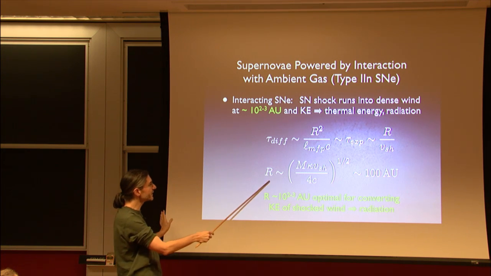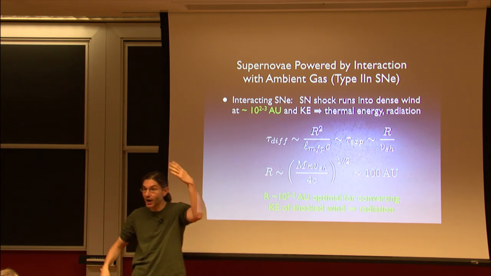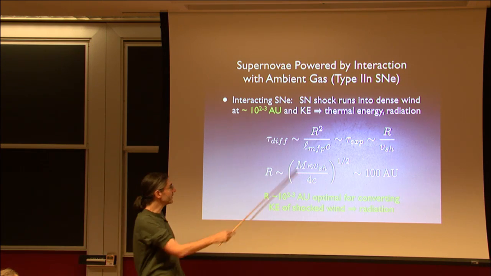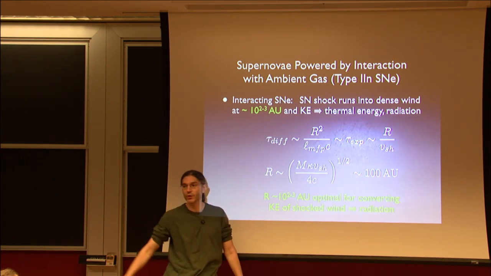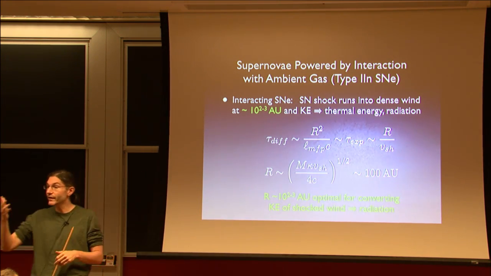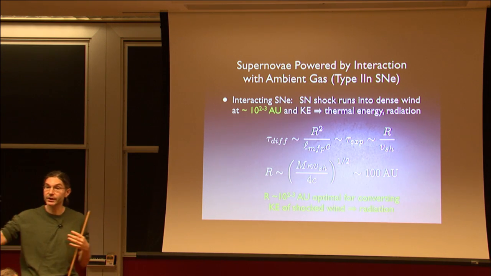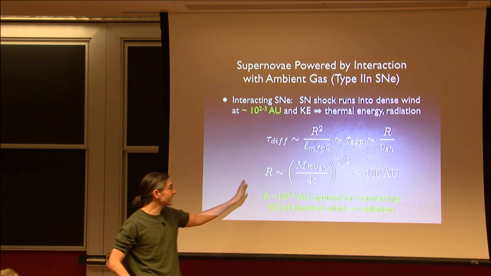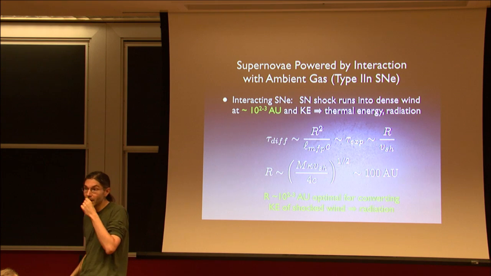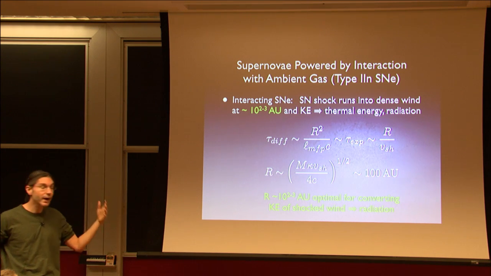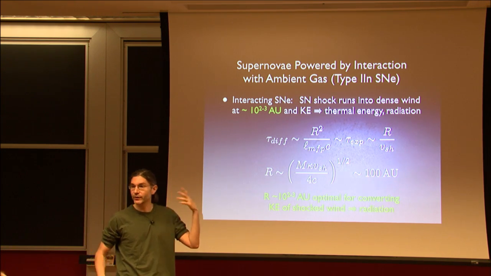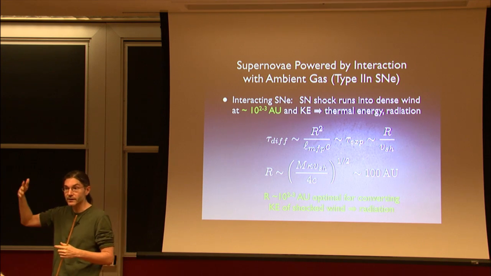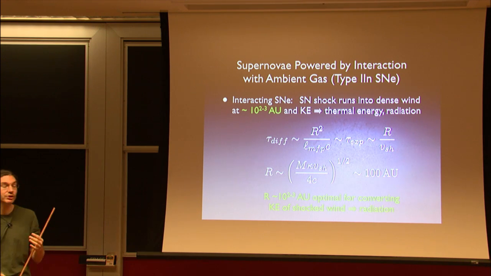But if material is at the right place when it's shock heated, and the right place is where the diffusion time is comparable to the expansion time, then you very efficiently convert shocked energy into radiation. And that's the case at about 100 AU. That's the location where the diffusion time is comparable to the expansion time. And so you convert lots of shock kinetic energy into radiation.